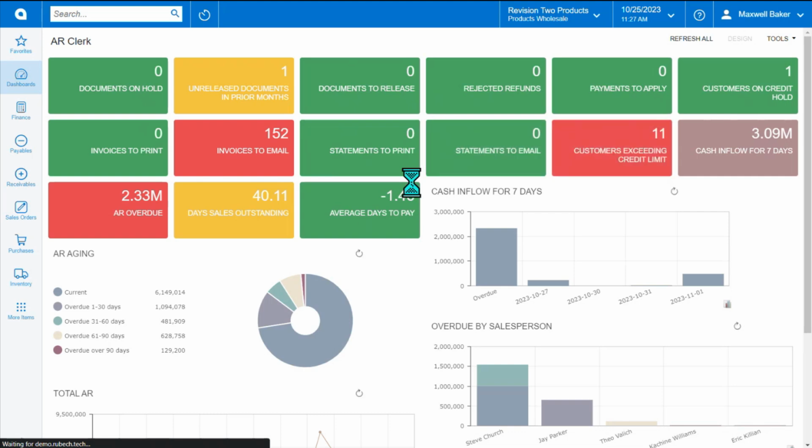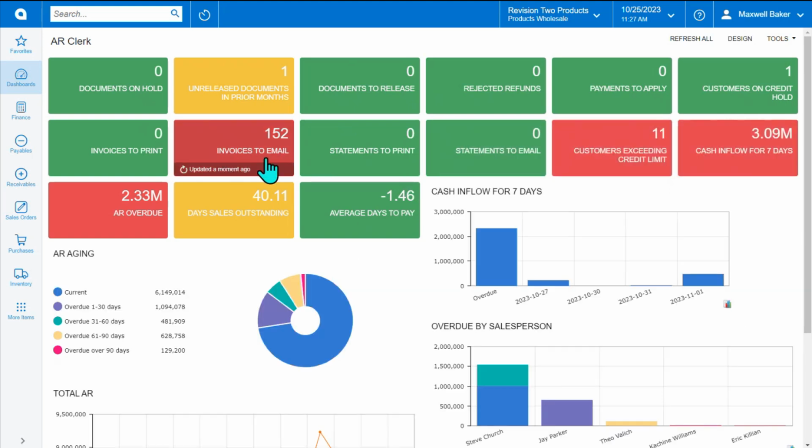The accounts receivable clerk has got to make sure that invoices are being emailed out. We've got 11 customers exceeding credit limit. You can see that the cash inflow for the next 7 days is 3.9 million. This is split by the majority of it is overdue. And then we've got some cash coming in the next 7 days.